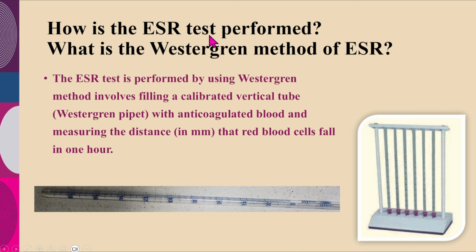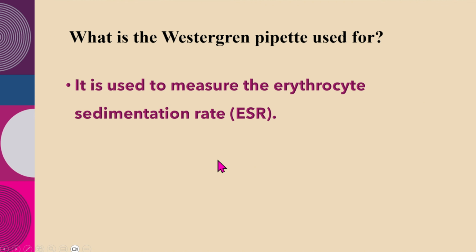How is the ESR test performed? What is the Westergren method of ESR? The ESR test is performed by using the Westergren method, involving filling a calibrated vertical tube, which is also known as the Westergren pipette, with anticoagulated blood, and measuring the distance in millimeters that red blood cells fall in 1 hour. This is how we read the ESR.